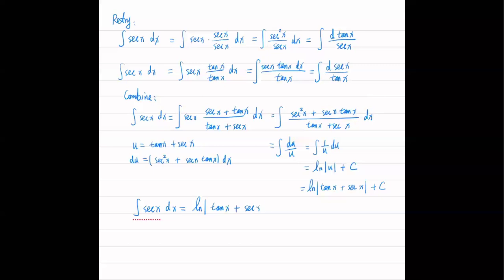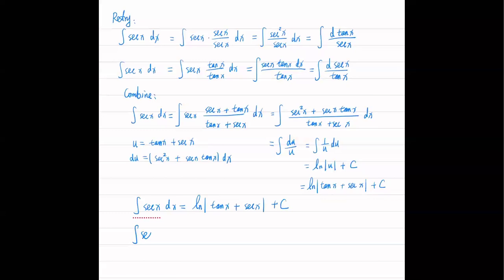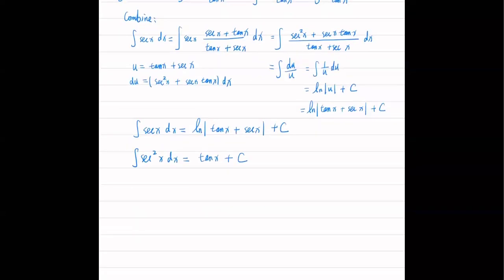The next one is easy, secant squared dx. Okay, who can give me the answer? Okay, nice. This is much easier. Okay, we will have a 5 minute break, and after the break, we will do secant cubed x.